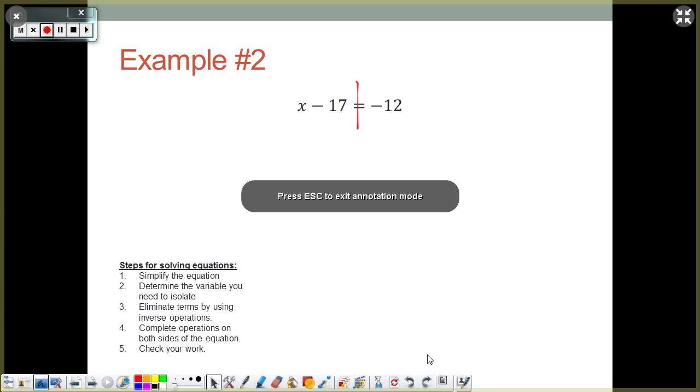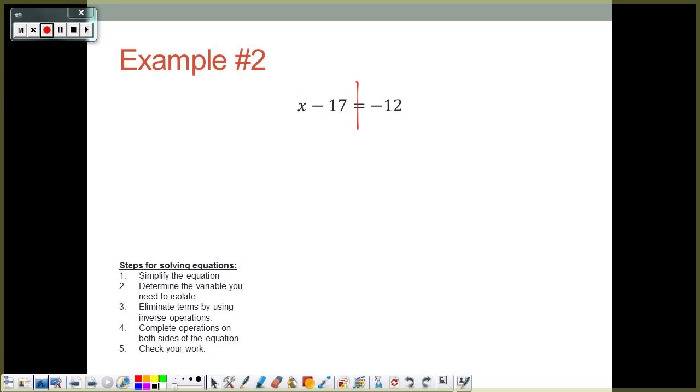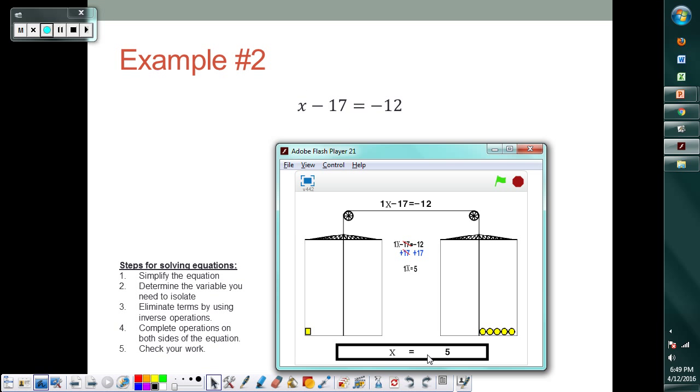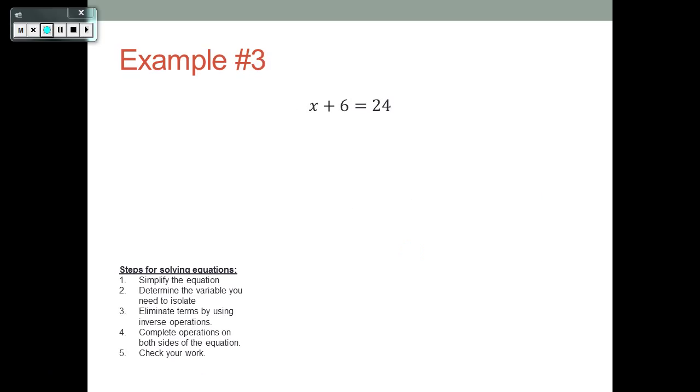So let me pull up my application again here. We remember that we got 5 for x, so I'm going to plug that in. 5 minus 17 equals negative 12. Negative 12 equals negative 12, so my answer checks out again. Again, this is one of the most important steps because it's going to help make sure that you have the right answer. If you actually check your work, you should always have the right answer before you even turn a paper and a problem in.